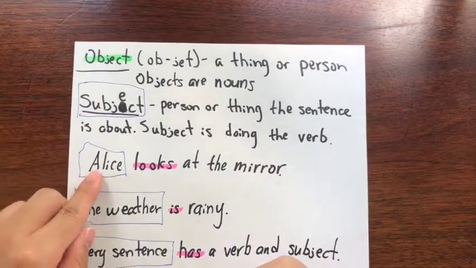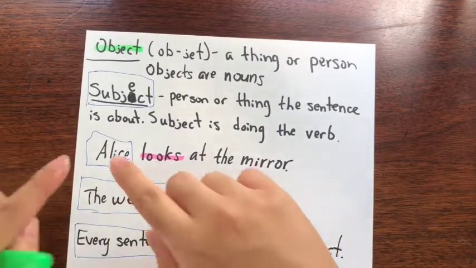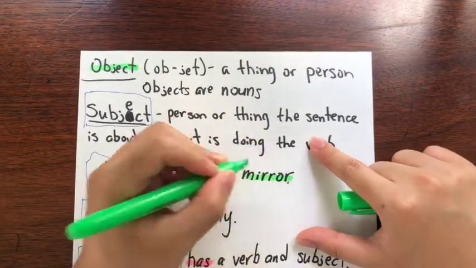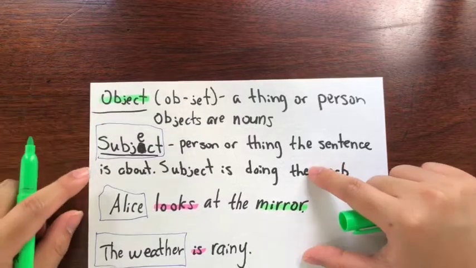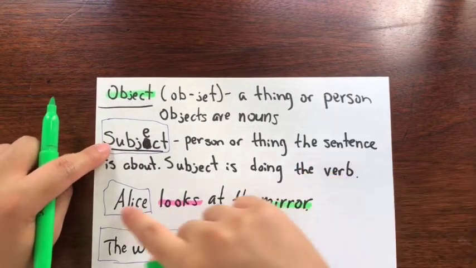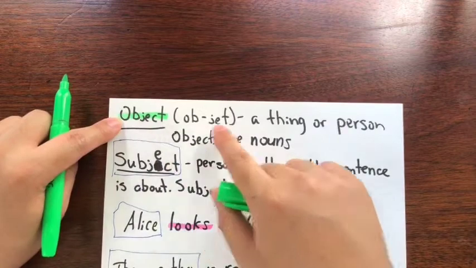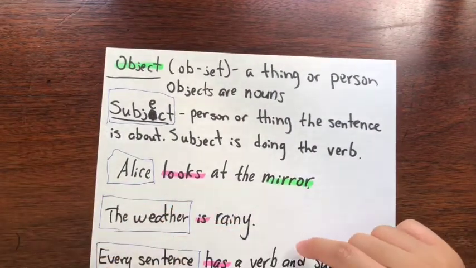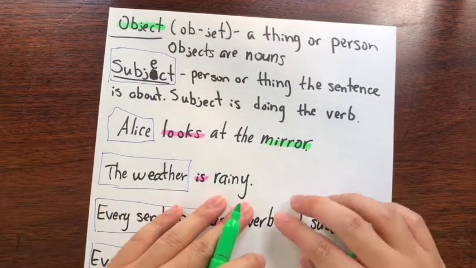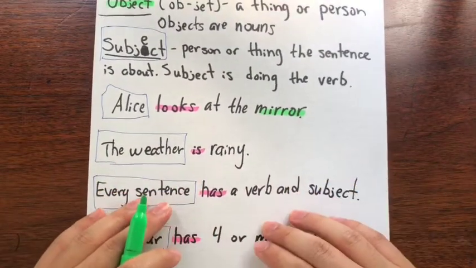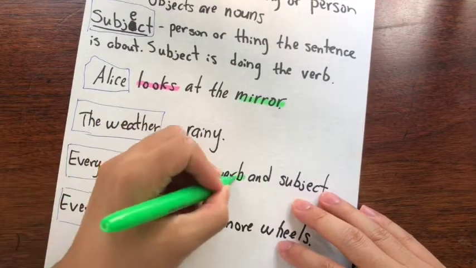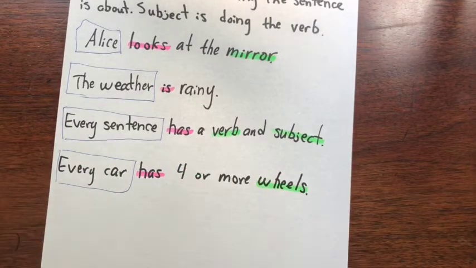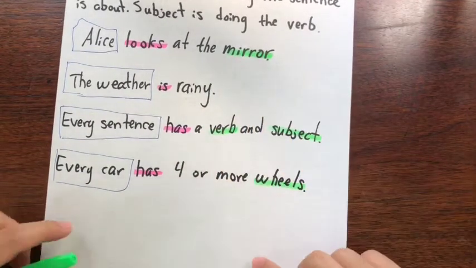So in the sentence, Alice looks at the mirror, Alice is already the subject. So the mirror is just an object. The subject is the noun that the sentence is about. The object is all other nouns in the sentence. Alice looks at the mirror. The weather is rainy. There's no more nouns. Okay. Every sentence has a verb and subject. Every car has wheels. The green words here are all nouns.